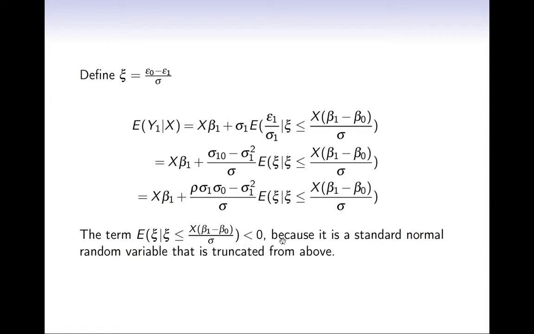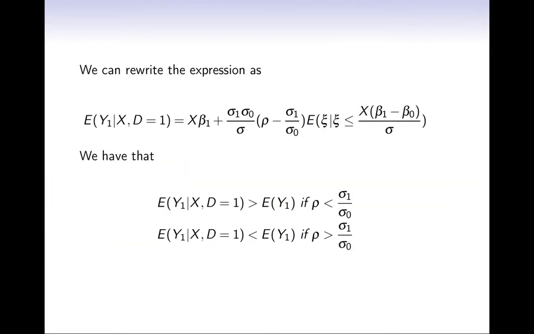Okay, this term is going to be less than 0 because this is a standard normal and we're truncating it from above. So you can think of it as just drawing from a standard normal and only keeping the ones that are below some level. It's going to be less than 0. And this is just factoring this out. All right, so this term, remember, is less than 0. So that means that this mean earnings given self-selection is going to be less than E of Y1 with random assignment. You know, this should actually have conditional on X here.